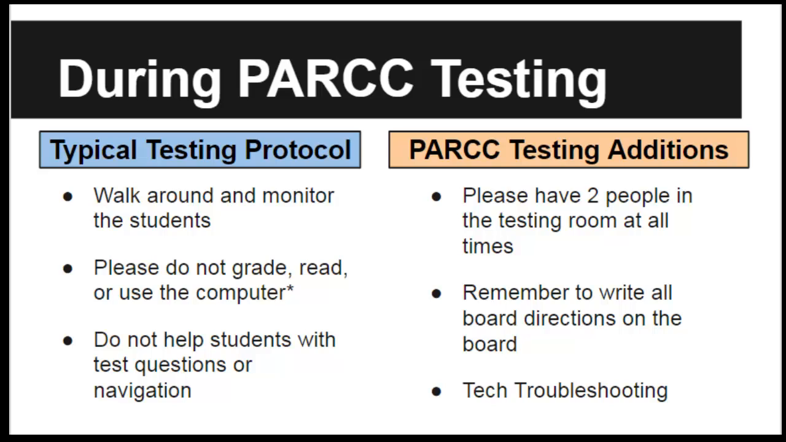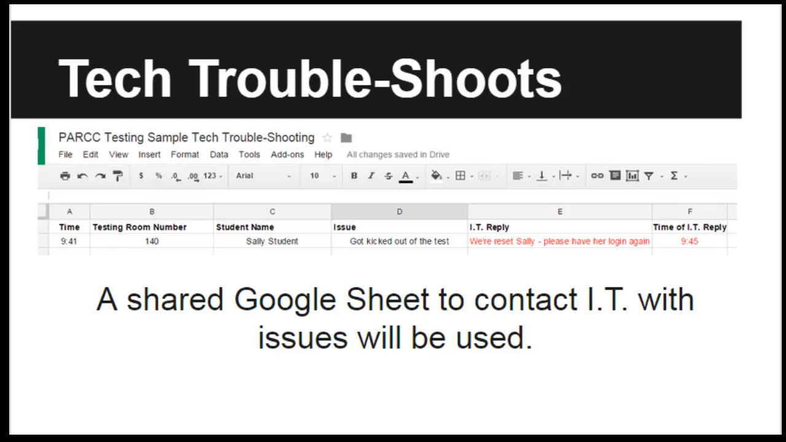Have 2 people in the room at all times. And remember to write all of the directions on the board that we're asking you to. And if you have to do any tech troubleshooting, which is possible if a student's Chromebook fails, if it shuts down, if it freezes up, instead of having panic moments, what we're going to do is we'll have one computer in the room open to a Google spreadsheet.